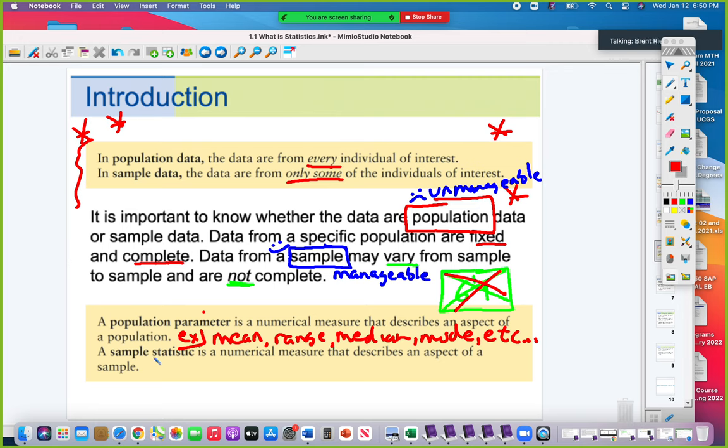Similarly, a statistic comes from the sample. Most things we deal with are samples, so typically we're dealing with statistics. A statistic is a numerical measure that describes an aspect of the sample, and the same examples exist. The mean, the sample mean, the sample range, the sample median, and the sample mode, etc.